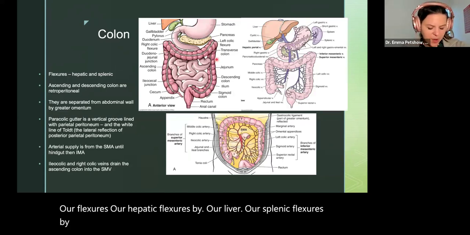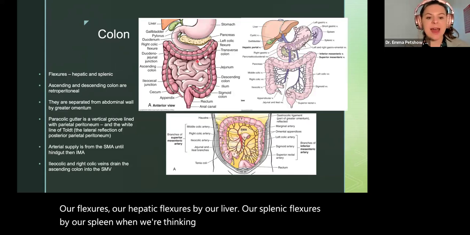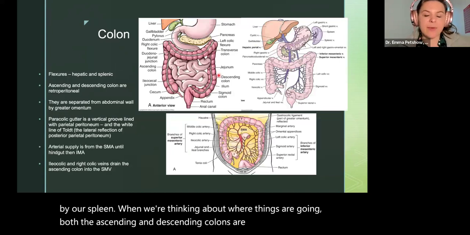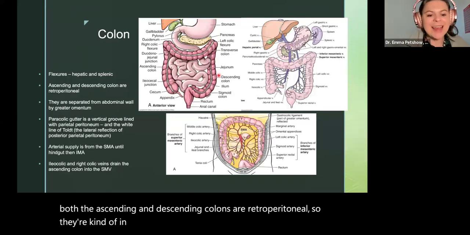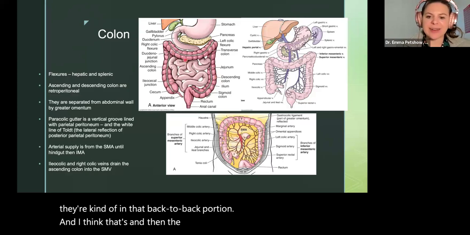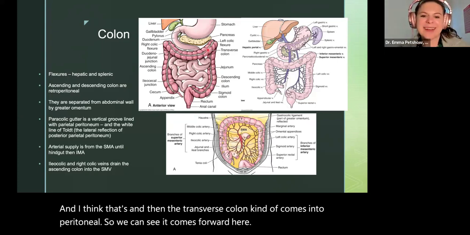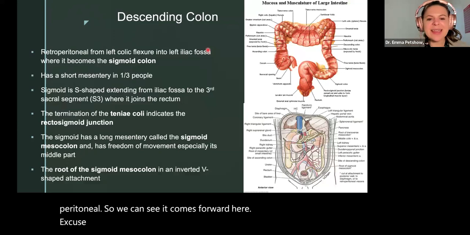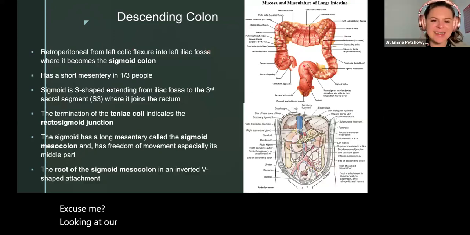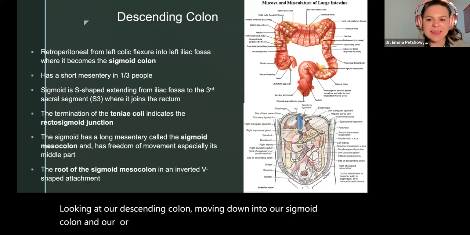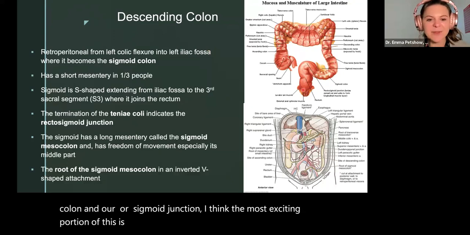When we're thinking about where things are going, both the ascending and descending colons are retroperitoneal, so they're in that back portion. And then the transverse colon comes intraperitoneal, so we can see it comes forward here. Excuse me. All right. Looking at our descending colon, moving down into our sigmoid colon and our rectum, or recto-sigmoid junction, I think the most exciting portion of this is just making sure you have the order correctly.